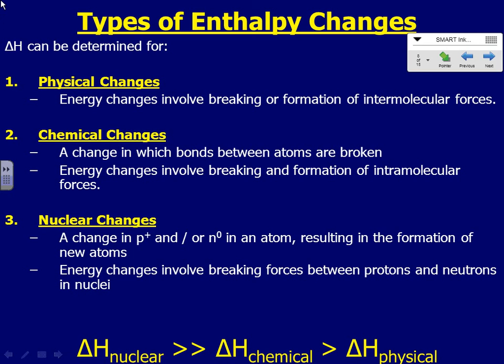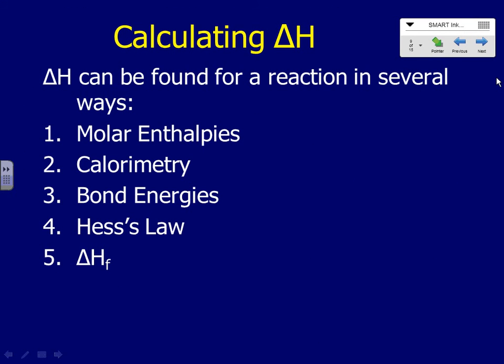So those are the various types of changes that can give off energy that we can deal with. I guess one of the bigger things on this slide is that the energy change in a nuclear reaction is always much, much greater than the energy change in a chemical reaction, which is only kind of greater than the energy change in a physical reaction. All right. So now let's get down to the business of actually doing some calculations involving delta H.